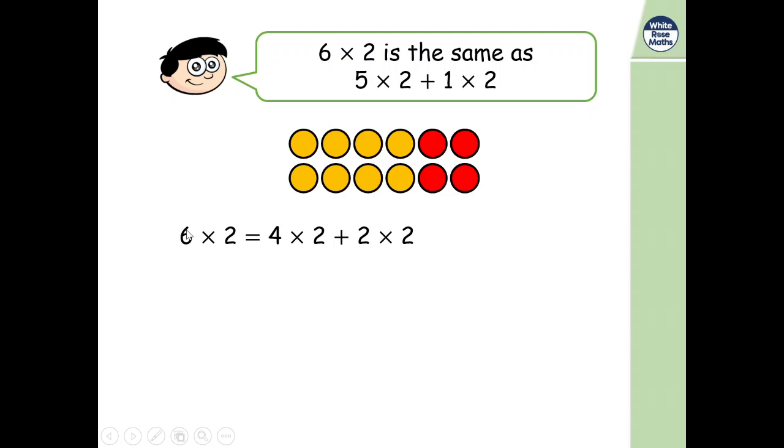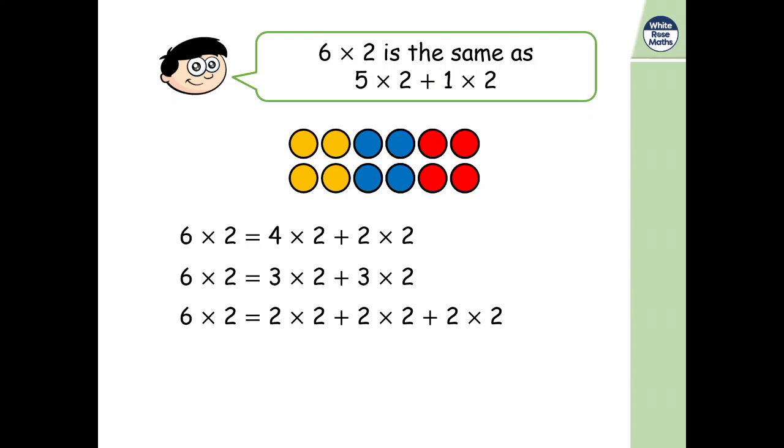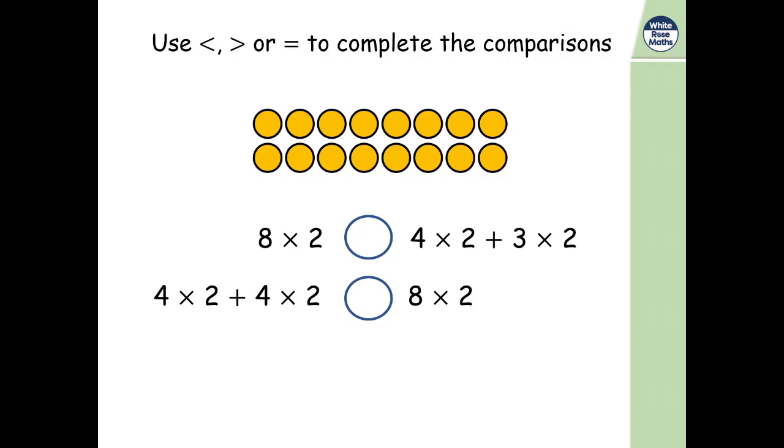I can also say that 6 times 2 is the same as 4 times 2 add 2 times 2. And then we can follow a pattern, look. 3 times 2 add 3 times 2. Or 6 times 2 is the same as 2 times 2 add 2 times 2 add 2 times 2. I said this was going to be a bit confusing, so I'm going to flip through this actually. But you can use this now to make your greater than, less than, or equal to sentences.